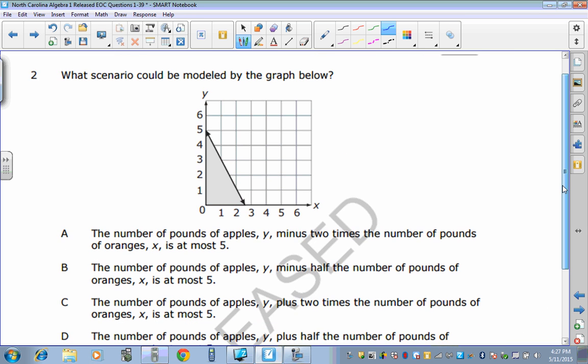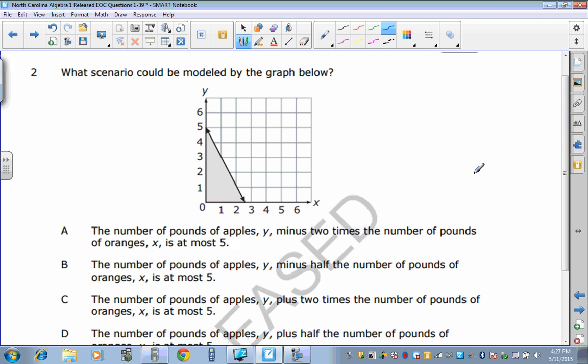Okay, which could be modeled by the graph below. Okay, the number of apples y minus 2 times the number of pounds of oranges x is at most 5. At most means less than or equal to. That means it can be less than that, but it can't go over it. Okay, if we solve this for y, you get y less than or equal to 2x plus 5. First of all, we notice it's a solid line because it is less than or equal to. Less than, they have shaded down.